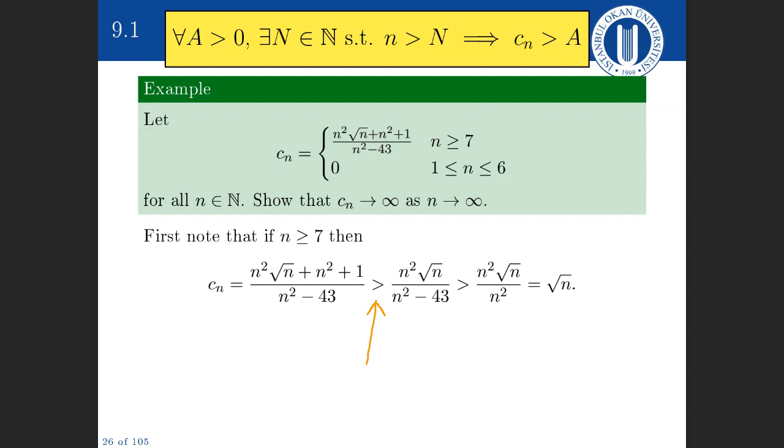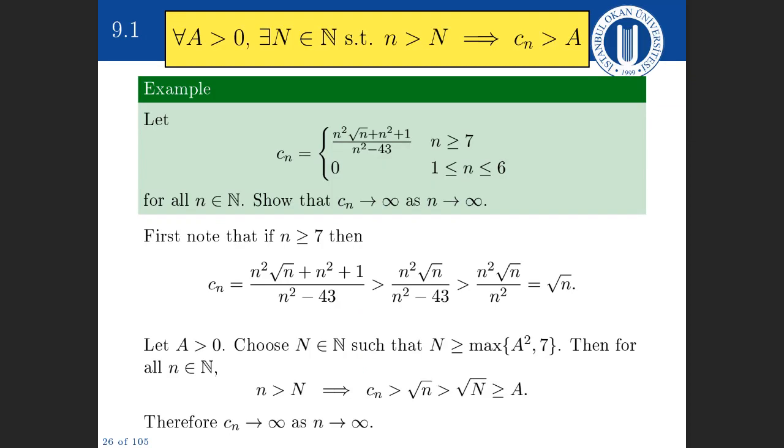Now let's look at the bottom. Let's look at n squared minus 43. I want to make the whole function smaller. And the way that I can make the whole function smaller is by making this bottom bigger, by making n squared minus 43 bigger. We remove the minus 43 and we get bigger. N squared is bigger than n squared minus 43, so this whole function is smaller than the function before. And then, of course, the n squareds cancel, and we're just left with the square root of n.